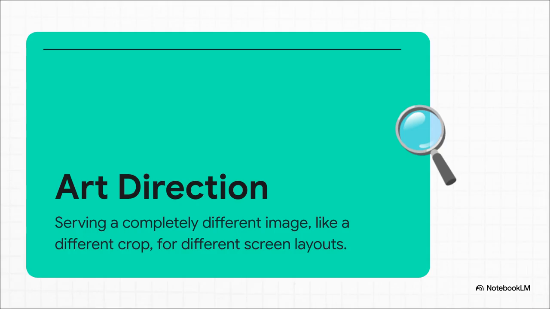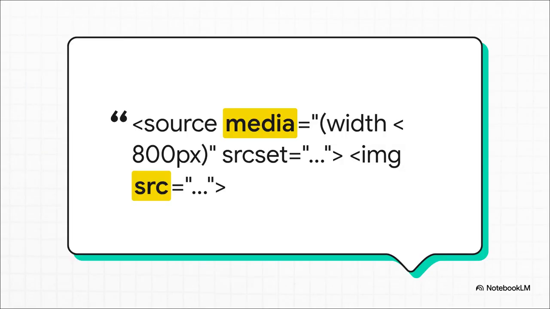This is what you need when just shrinking an image down isn't going to cut it. Think back to that wide landscape photo. On a tall, skinny phone screen, you might want to show a completely different version, like a tight vertical crop that focuses only on the most important part of the picture. You're fundamentally changing the art. The picture element works in a totally different way.